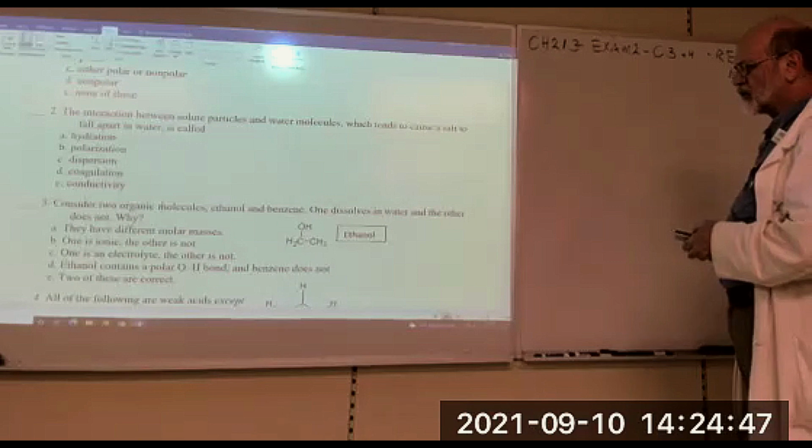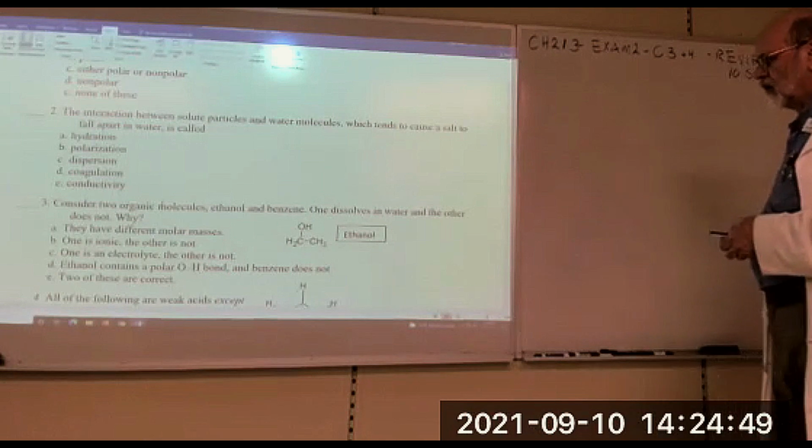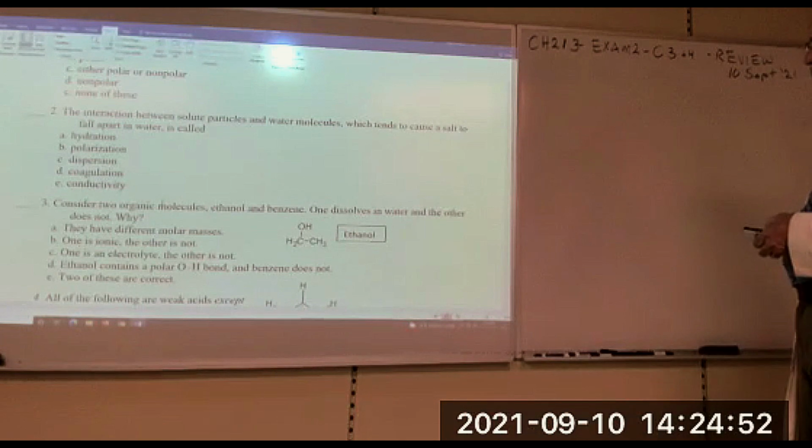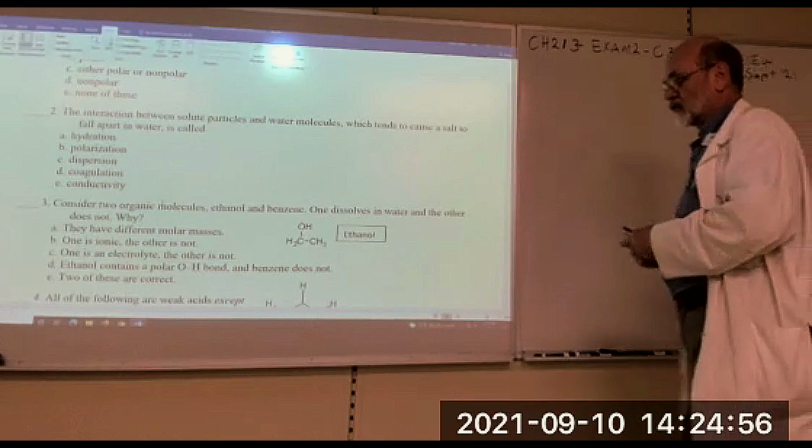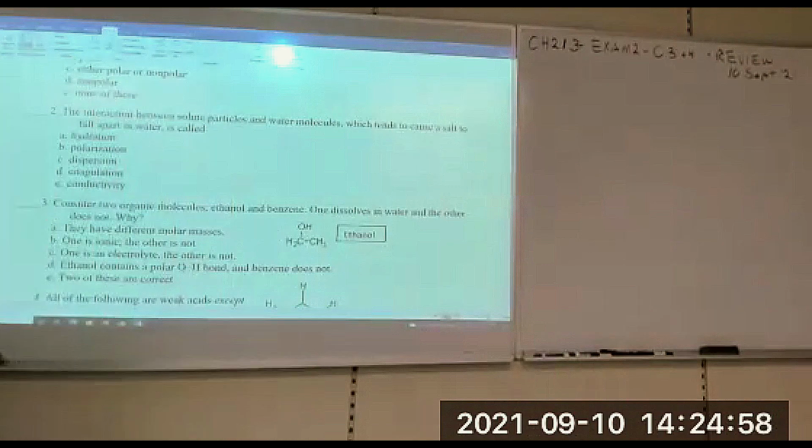Two organic molecules, ethanol and benzene. One dissolves in water and the other does not. Why? Okay, that's why I gave you the structures here of ethanol and benzene.